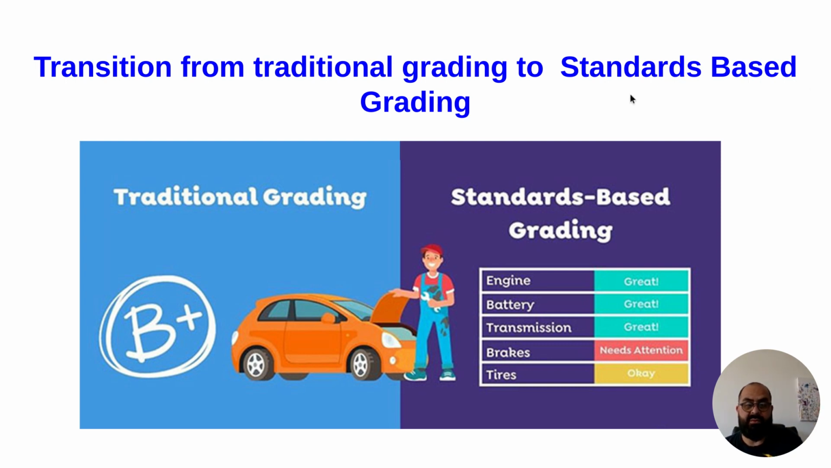On the other hand, we can see that standard-based grading breaks down the car's performance into specific components, such as engine, battery, transmission, brakes, and tires. Each component is individually assessed and graded. This provides a much clearer and more detailed picture of the car's performance, and also the car's strengths and the areas needing more attention.